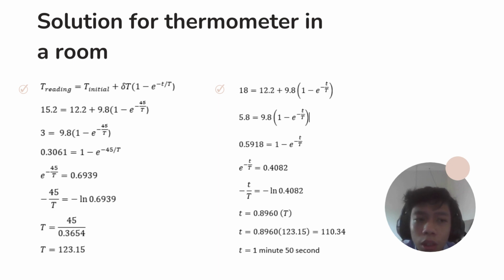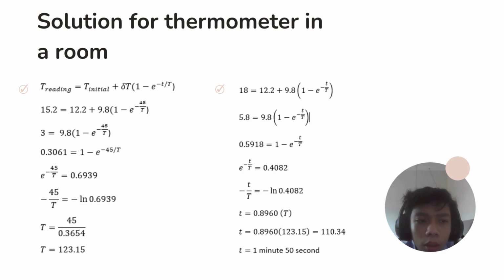We will use the equation: temperature reading equals temperature initial plus delta temperature times 1 minus e to the power of negative t over T. So 15.2 equals 12.2 plus 9.8 times 1 minus e to the power of negative 45 over T. Now we transfer the 12.2 to the left side, which gives 3 equals 9.8 times 1 minus e to the power of negative 45 over T.